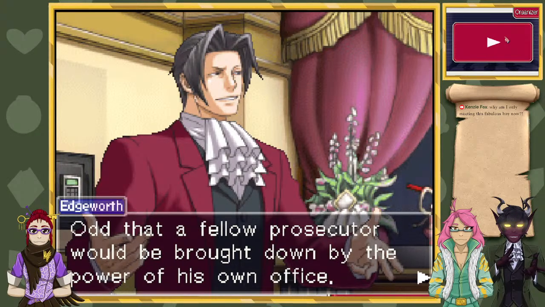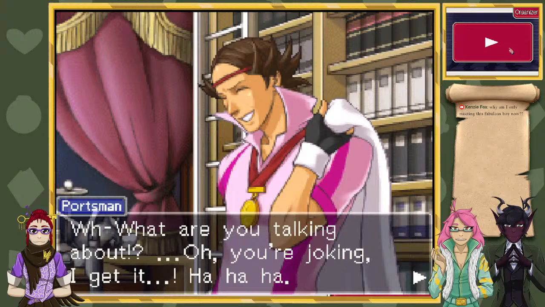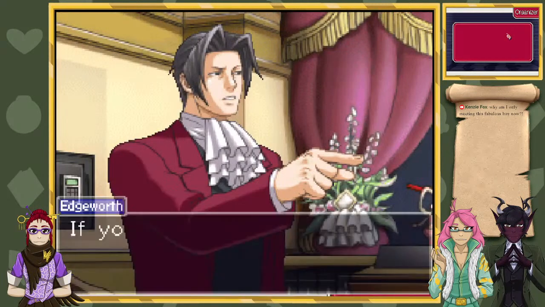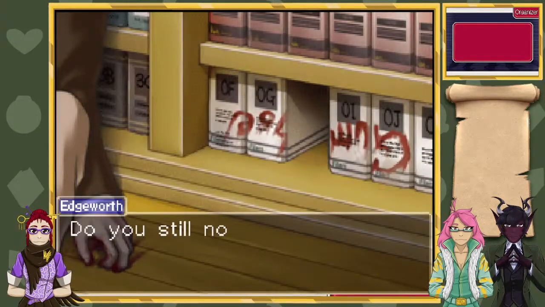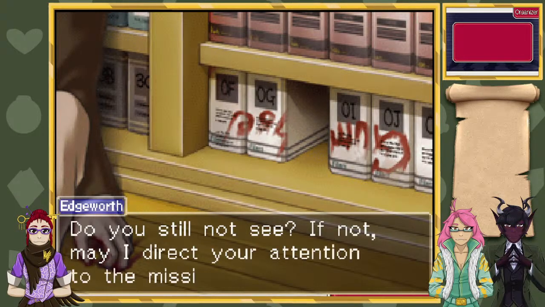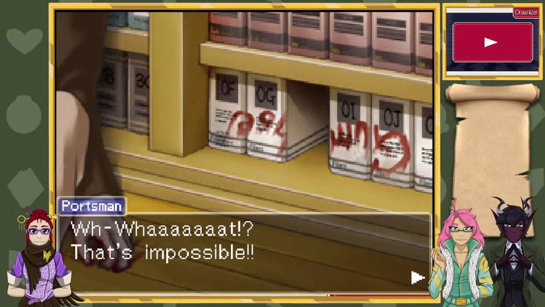Honored fellow prosecutor will be brought down by the power of his own office. Well, what are you talking about, bro? Oh, you're joking. I get it. Yeah, bro. Funny. If you have time to laugh, then you have the time to take another, closer look at this. He just holds up a L. Oh my god. Do you still not see it? If not, may I direct your attention to the missing file? What? That's impossible, bro! What are you saying? You're rocking my worldview, bro!